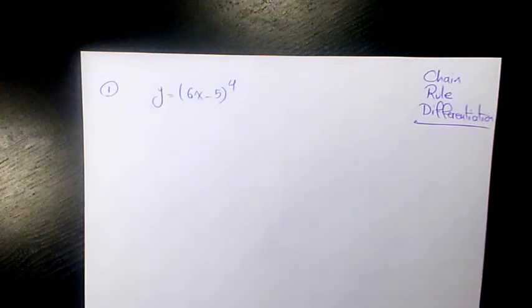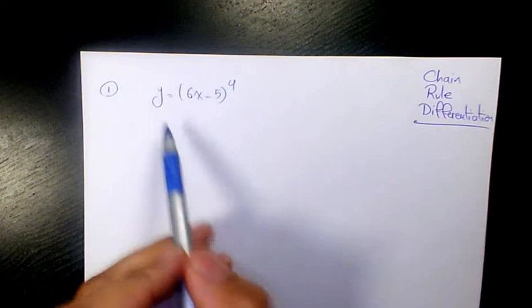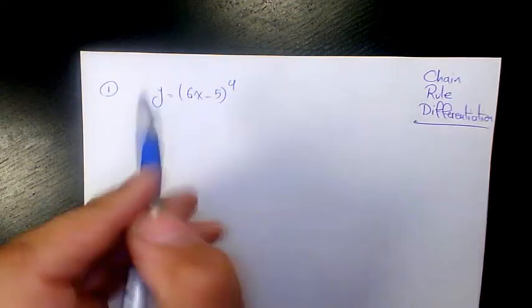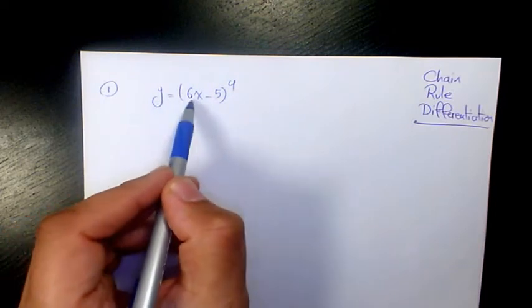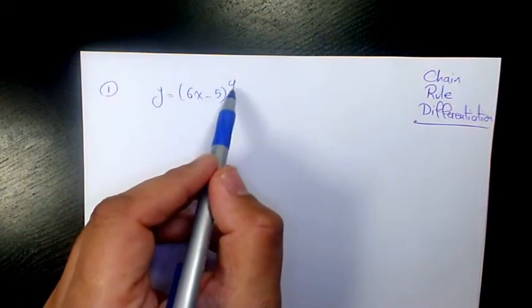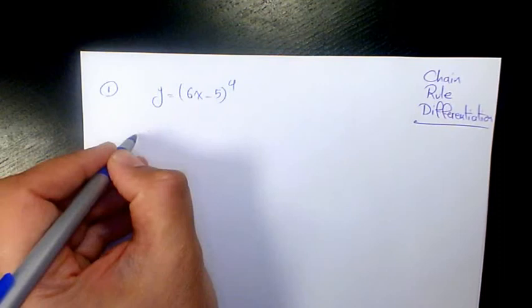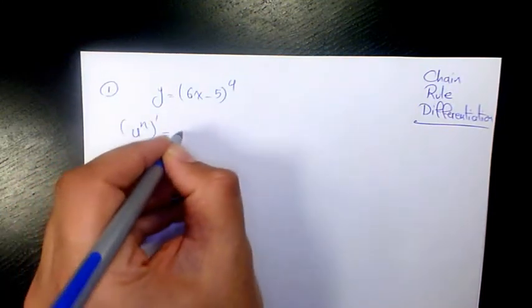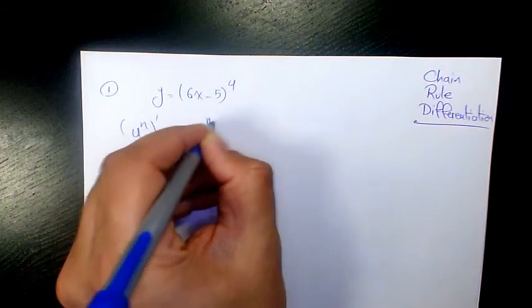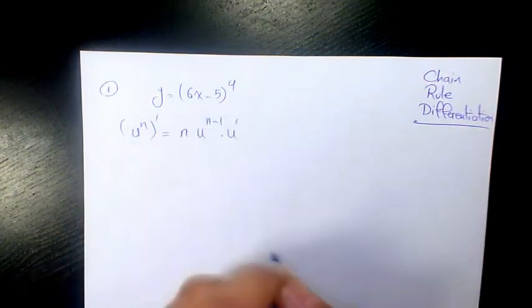Welcome to another video. In this video I want to show you how to find the derivative of y with respect to x. I have different examples. The first one is y equals 6x minus 5 to the power of 4. Whenever we have u to the power of n and we want to find the derivative, that's going to be n times u to the power of n minus 1 times u prime.